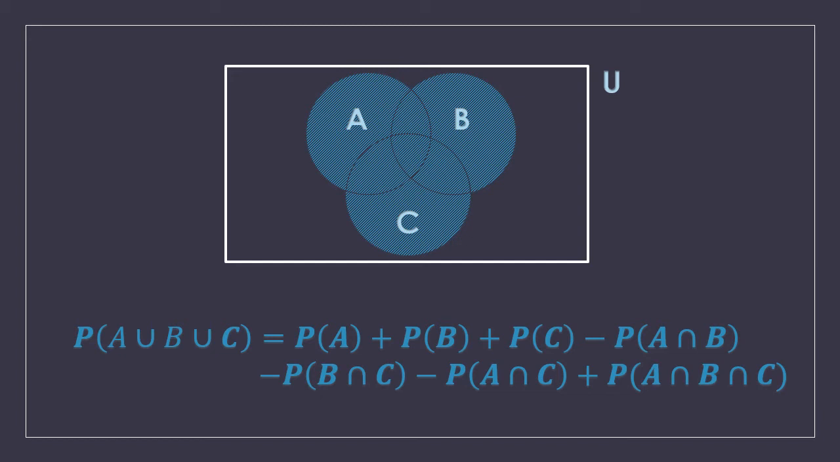So in other words, the probability of A union B union C is the probability of A plus the probability of B plus the probability of C minus the probability of A intersection B minus the probability of B intersection C, again minus the probability of A intersection C. We are just deducting all the three respective intersections here, plus the ultimate intersection of all the three events, that is the probability of A intersection B intersection C.